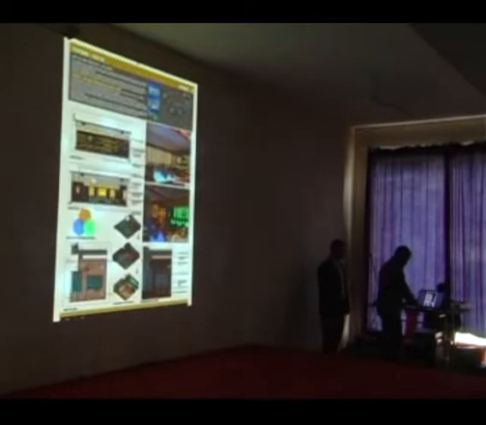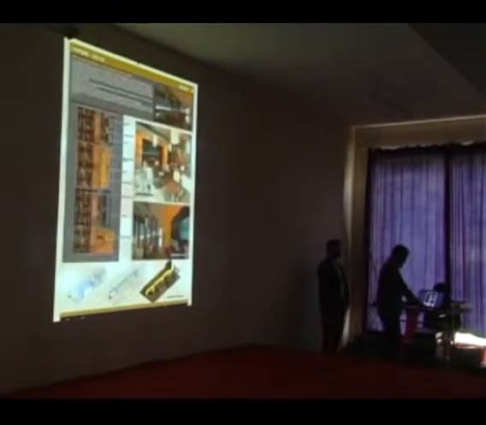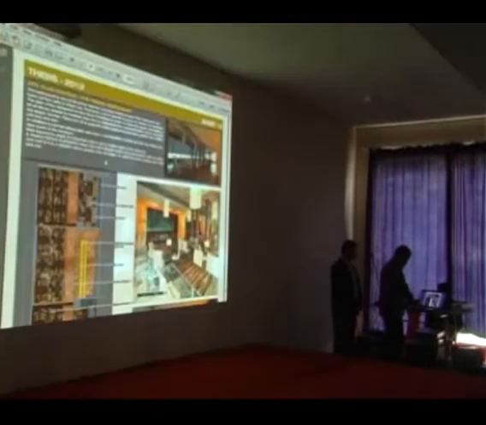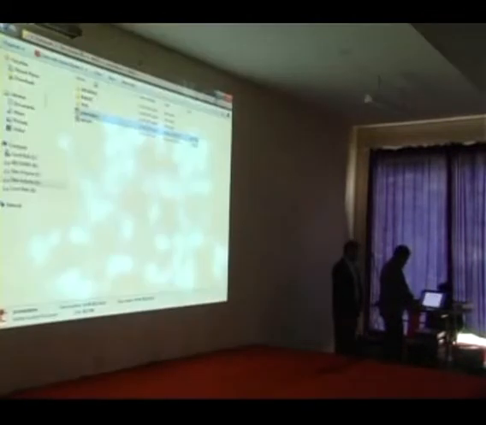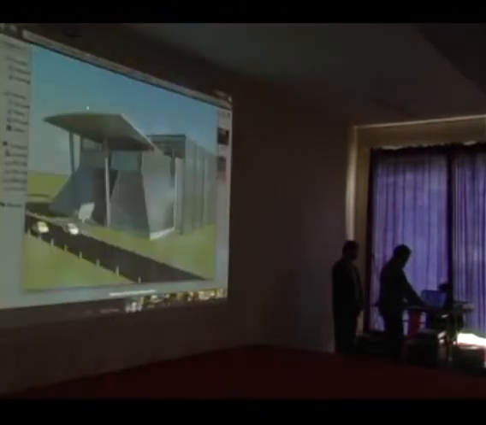These are the interiors for the bar, the executive lounge, and the restroom. These are kind of enlarged interior views.